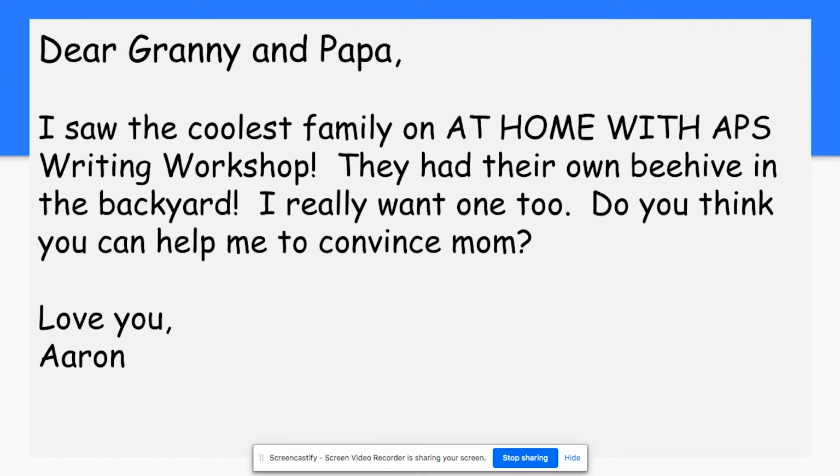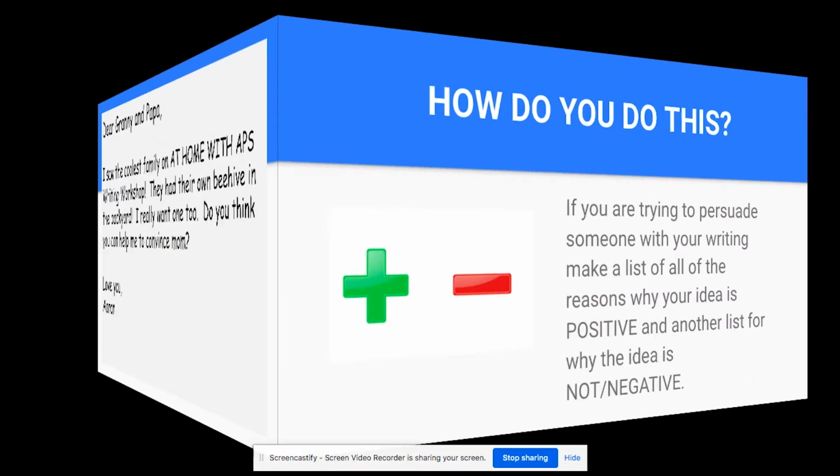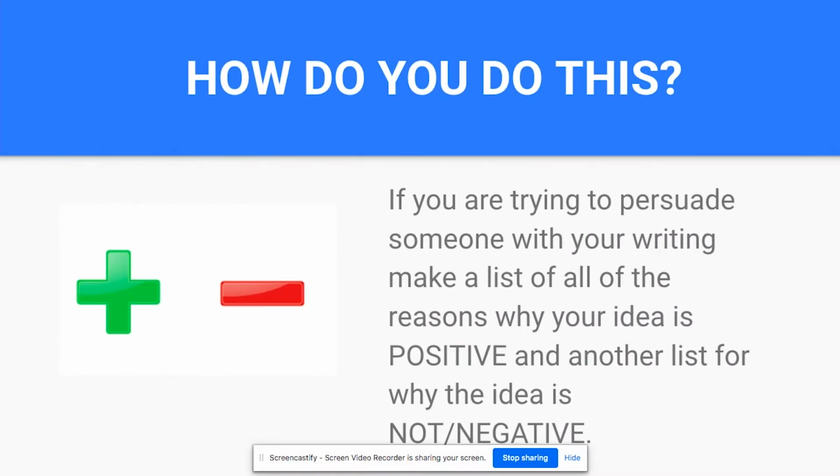Dear Granny and Papa, I saw the coolest family on At Home with APS Writing Workshop. They had their own beehive in the backyard. I really want one too. Do you think you can help me to convince Mom? Love you, Aaron. Did you notice that he didn't have a lot of reasons? He just said he saw a cool family, but he didn't say why.